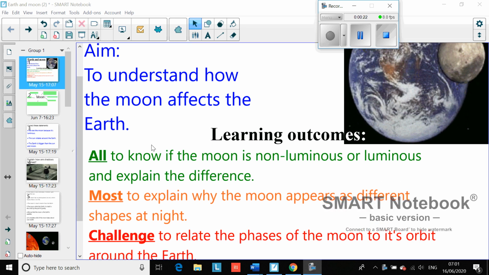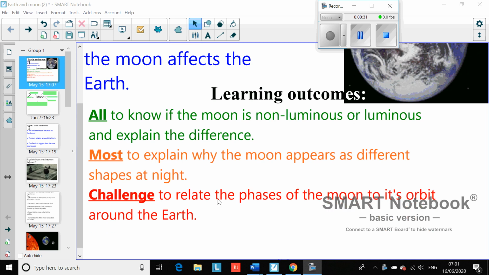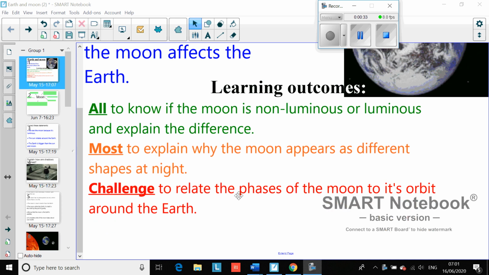So by the end of today, all of you should know if the moon is luminous or non-luminous and explain the difference. Most of you to be able to explain why the moon appears different shapes at night, and a few of you relate the phases of the moon to its orbit around the Earth.